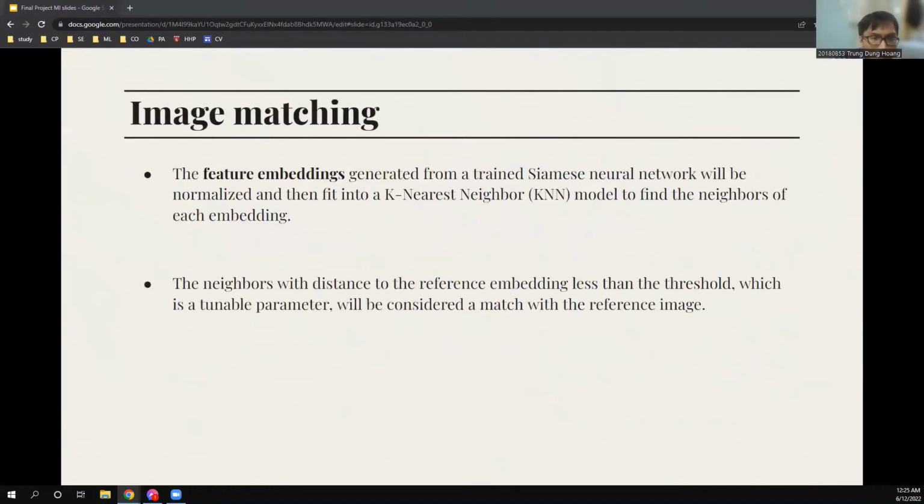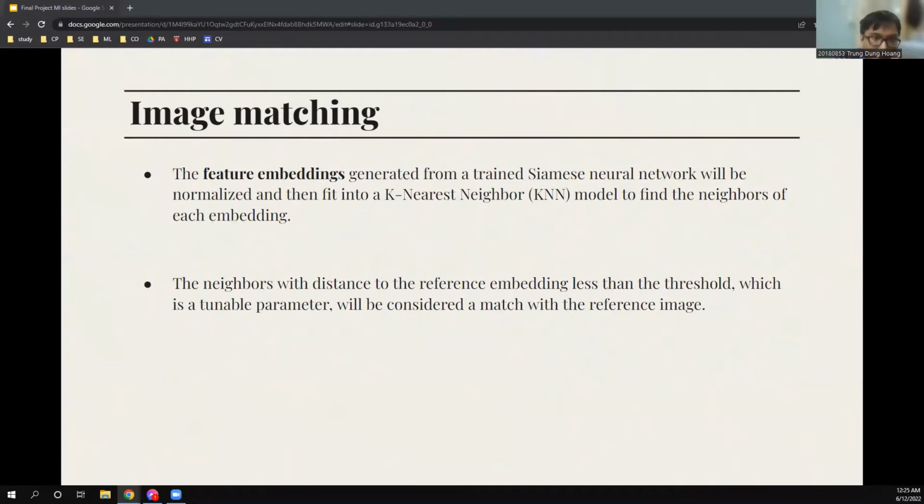Next, the feature embedding generated from the trained network will be normalized and then fit to a KNN model to find the neighbors of each embedding. The neighbors with distance to the reference embedding less than the threshold will be considered a match with the reference image.